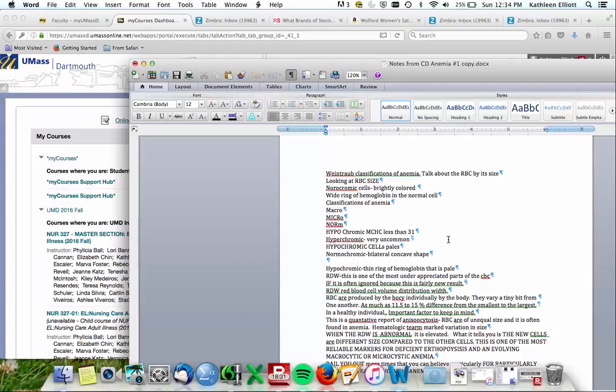Red blood cell distribution width, RDW. This is one of the most underappreciated parts of the CBC. It is often ignored because this is a fairly new phenomenon in the last 2 years. Again, RDW is red blood cell volume distribution width. Red blood cells are produced individually by the body. They vary a tiny bit from one another, as much as 11.5 to 15% difference from the smallest to the largest in a normal, healthy individual. And that's an important factor to keep in mind.